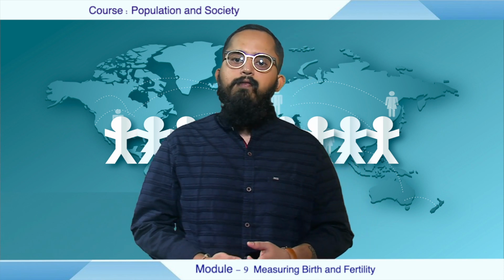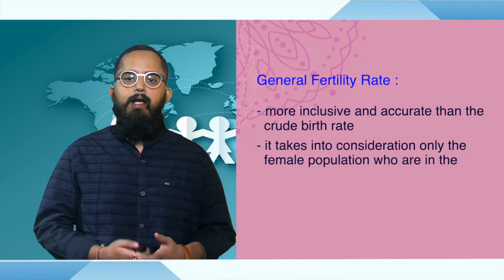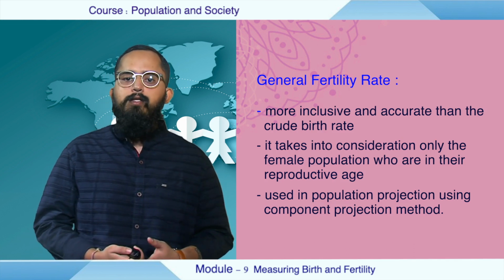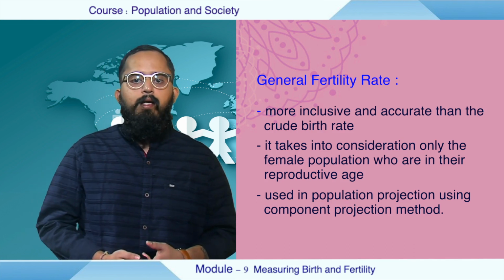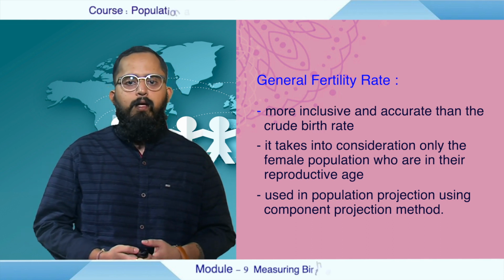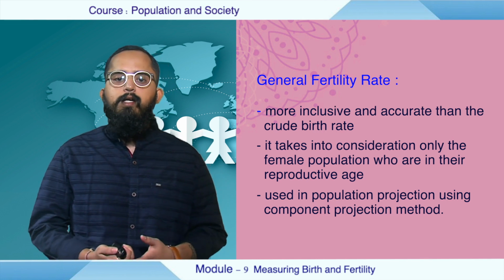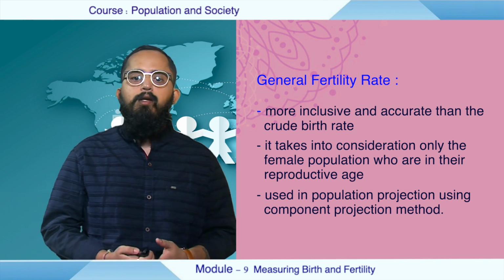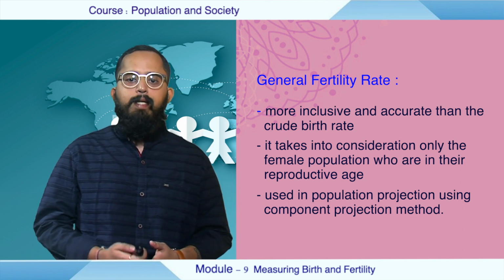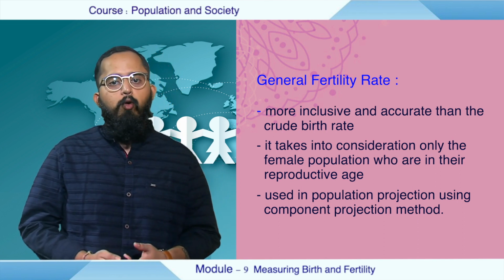Next is the general fertility rate. The general fertility rate, or the GFR, is the simplest measure of fertility. The main advantage of calculating GFR is that it is more inclusive and accurate than the crude birth rate. The reason is that it takes into consideration only the female population who are in their reproductive age. This exposure to the risk of pregnancy makes this indicator more precise.